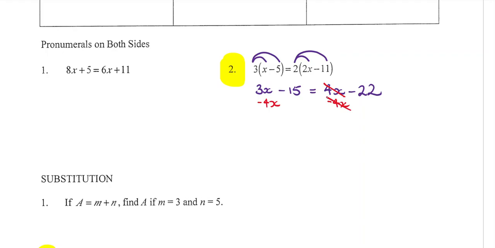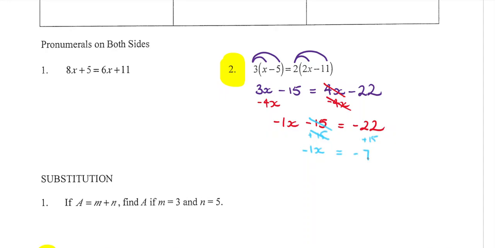On the left side, I do 3x take away 4x, which is negative 1x. I'll write the 1 there because we're going to need that in a minute. We still have the minus 15. And then that is equal to negative 22. Okay, so this is progress because we have 1x now. That's good. Now I want to move the numbers away from that x. What should I do first? Plus 15. So let's go plus 15, plus 15. Get rid of that. So we have minus 1x equals negative 7 because minus 22 plus 15 is negative 7.